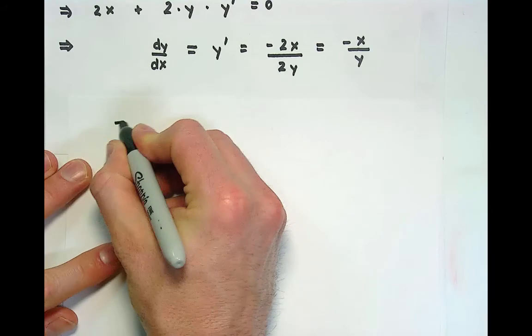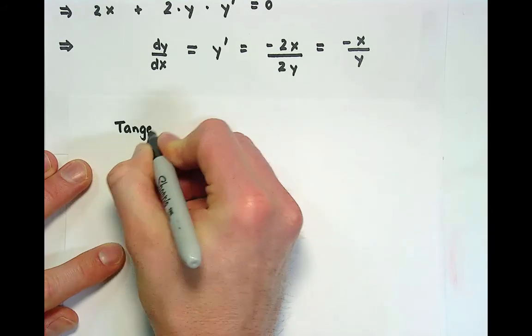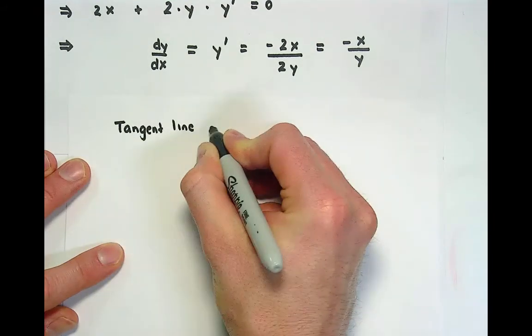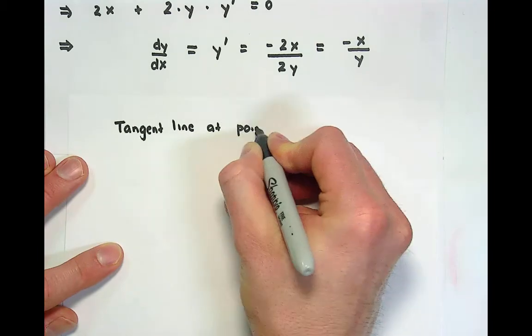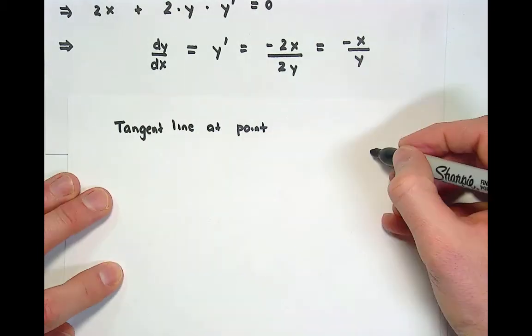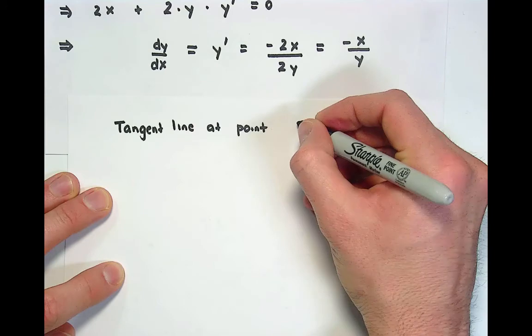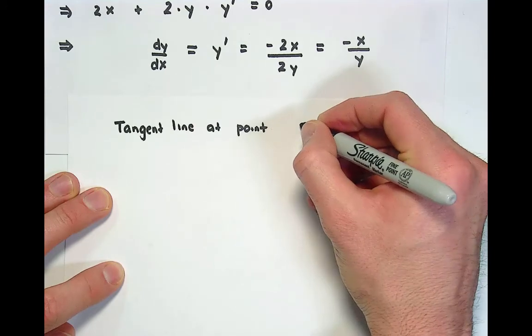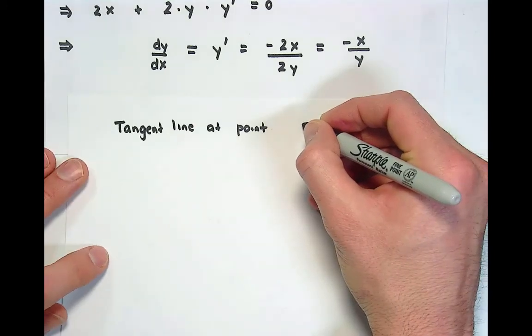Okay, so let's do the tangent line at the point, well, let's see, 45 degrees. I suppose this is going to be 2 square roots of 2, is that right?